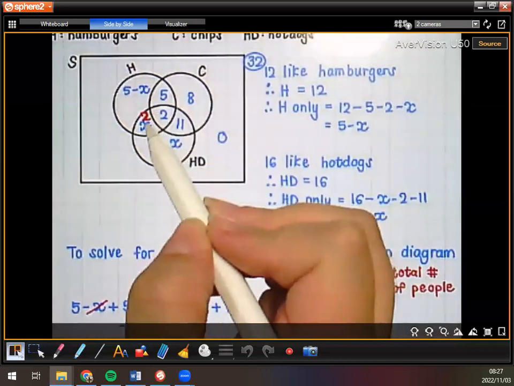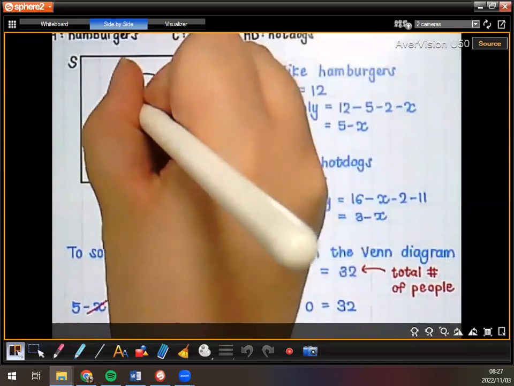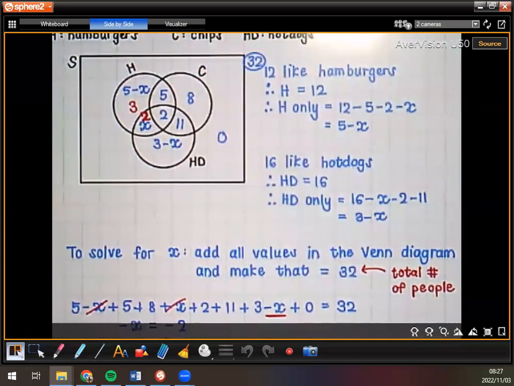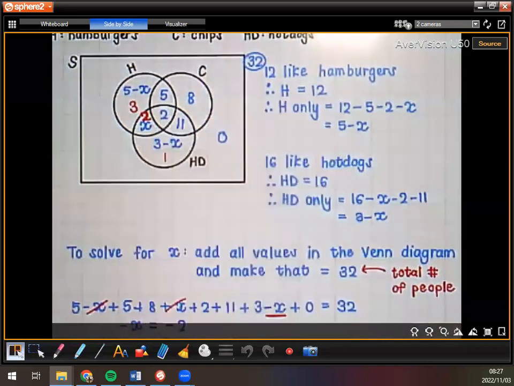And now, guys, if x is 3, what is 5 minus x? 5 minus 3 is 2. And x is 3, so 3 minus 3 is going to be 0.